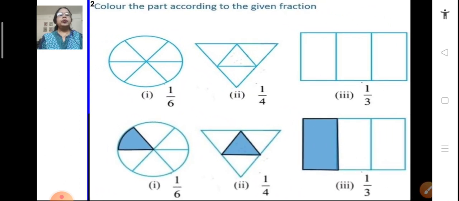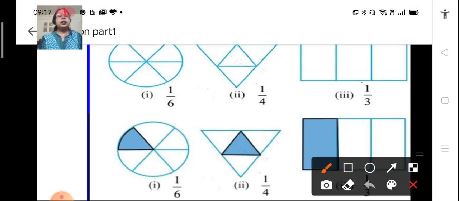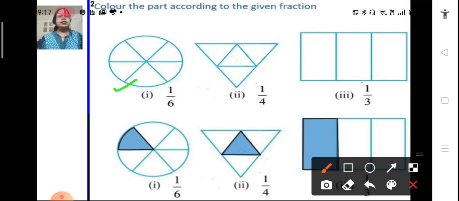Question number 2. Color the part according to the given fraction. So here in the first figure, the figure is divided into 6 parts. So how many parts do we have to shade? We have to shade 1 out of 6. So this is the answer. We have shaded 1 part out of 6 parts.